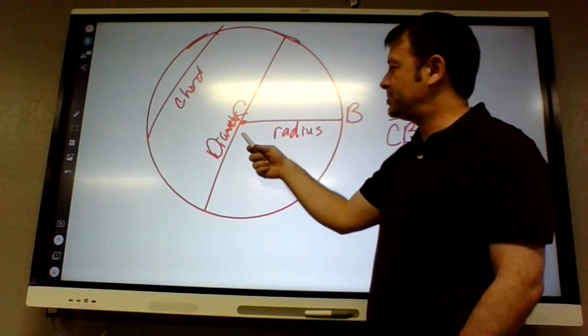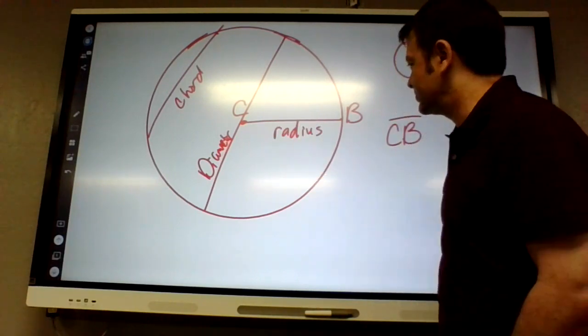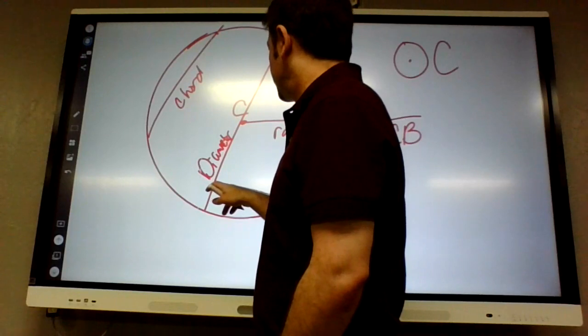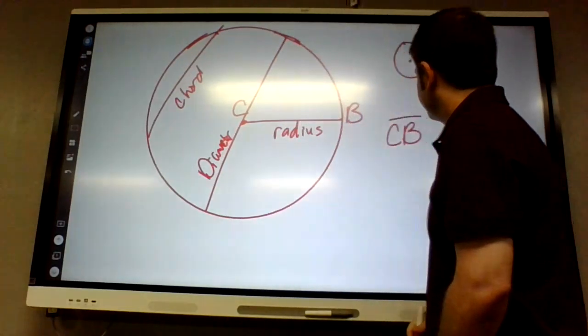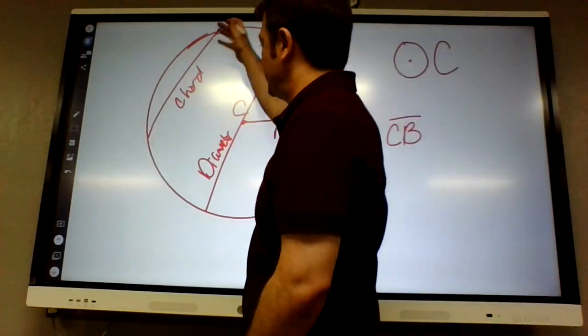What's the relationship between the length of the diameter and the length of the radius? Two radii is equal to a diameter. Two times radius equals diameter. Notice the diameter is also a line segment, and a chord is a line segment.